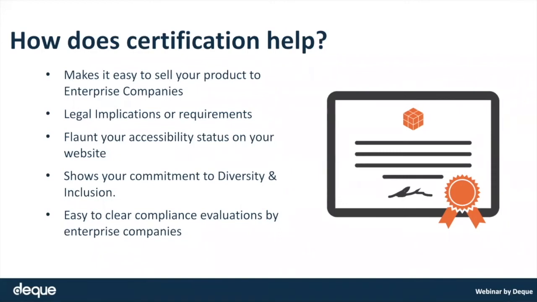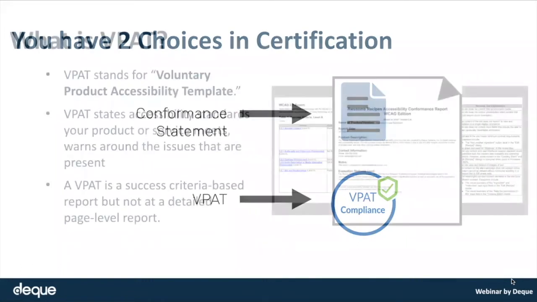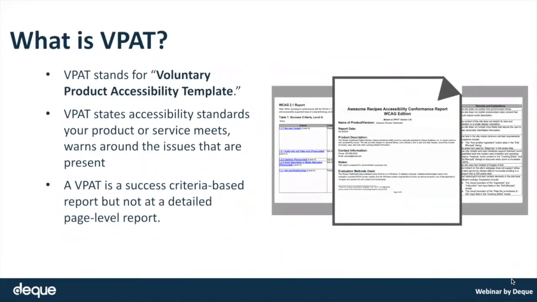Now that we understand the process and the reasons why we need to look at certification, let's look at the actual choices that we have when it comes to certification. So we have two of them. One is a conformance statement. Another one is VPAT. In the next couple of minutes, we will look at each of these options and what they really stand for.